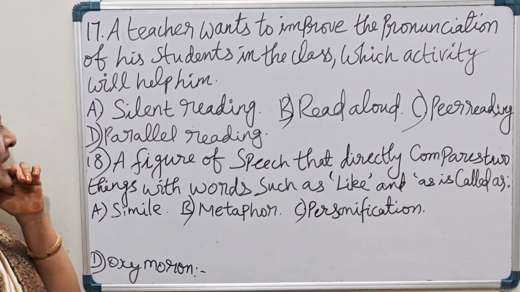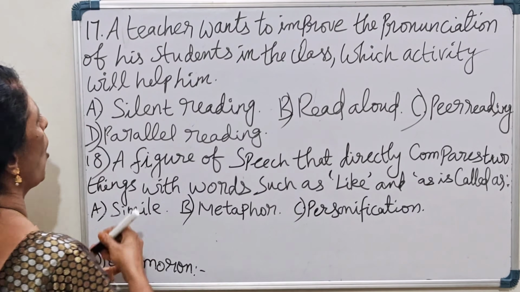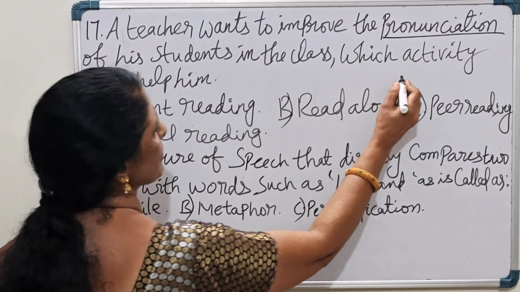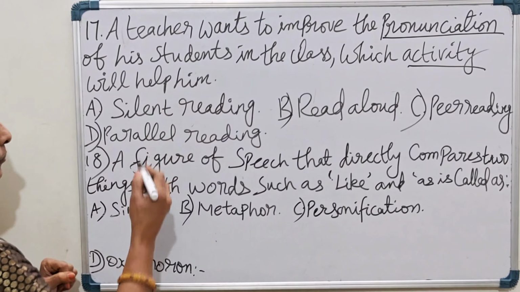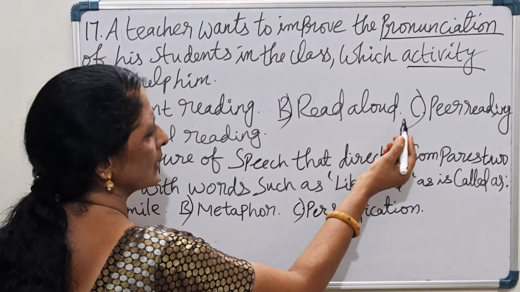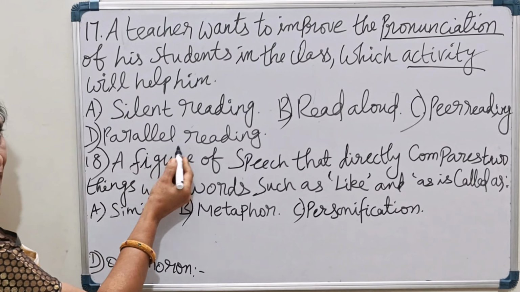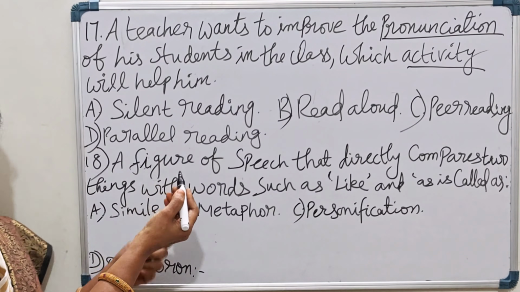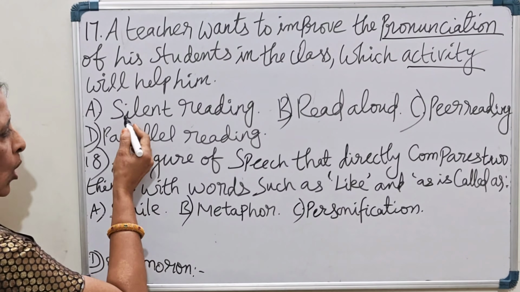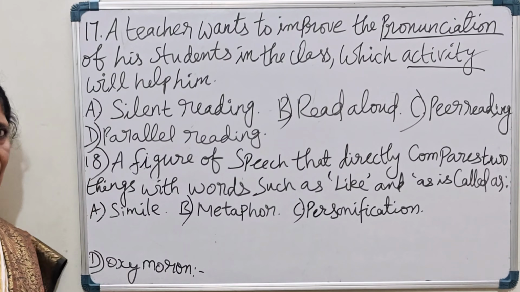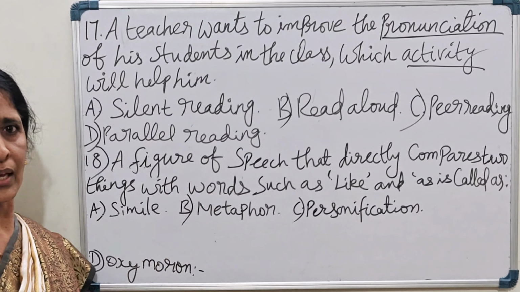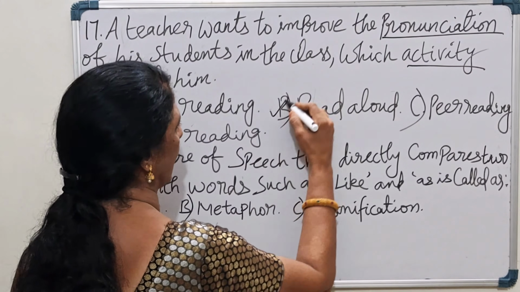17th question. A teacher wants to improve the pronunciation of his students in the class. Which activity will help him? Options are A, silent reading; B, read aloud; C, peer reading; D, parallel reading. If the student reads silently, the teacher can't help the student, so this is wrong. Read aloud is the correct answer. If the student reads aloud, the teacher can help to improve the pronunciation. This activity is the correct activity.